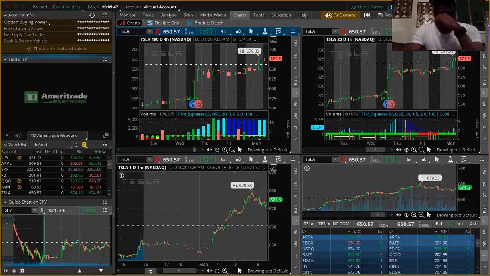Now I just want to show you guys here. Let me move this over here. So I'm using the TTM squeeze indicator. The TTM squeeze indicator was created by Dr. John Carter. If you're not familiar with the TTM squeeze, it takes the Keltner channels and gives us a better visual of what's going on within those Keltner channels. So people are like, well, what are Keltner channels?